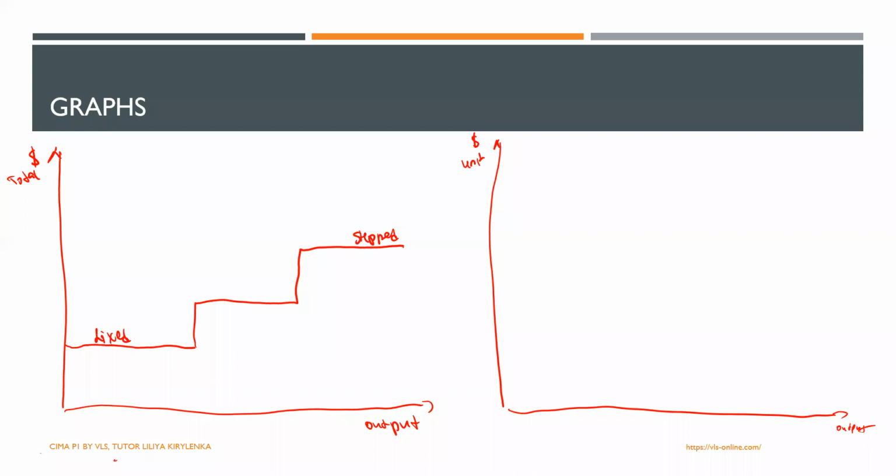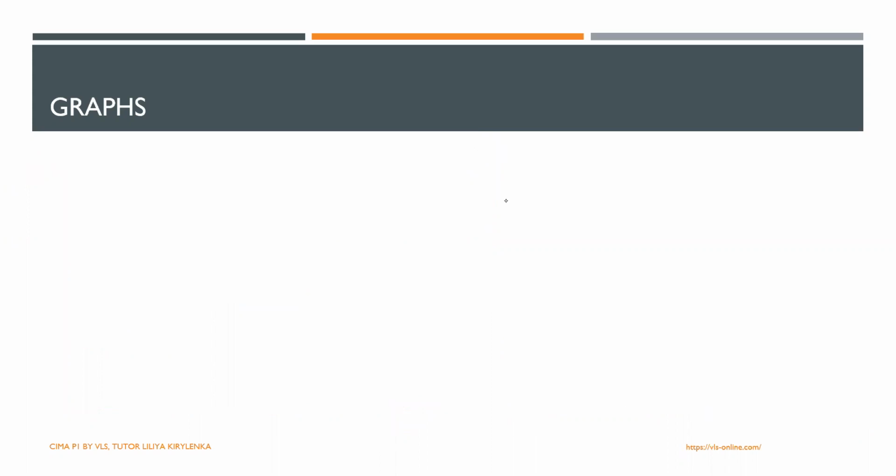And this is what we have if we have a fixed cost and want to calculate the total cost. Now let's think what's going to happen in respect of cost per unit. When we produce just a few units, then our cost per unit is going to be great. But if we start to produce more, then our cost per unit will actually decrease.